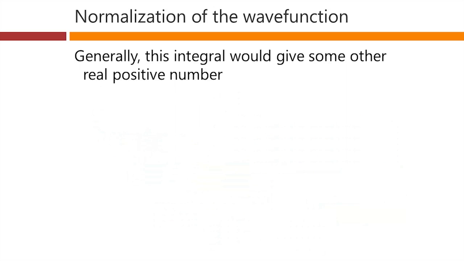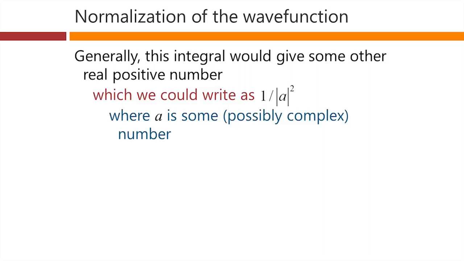So generally this integral of the modulus squared of psi of r would give some other real positive number. And for the moment, and for a reason that will become obvious soon, we'll write that number as 1 over the modulus of a squared, a little a, which is going to be some number, possibly a complex number.